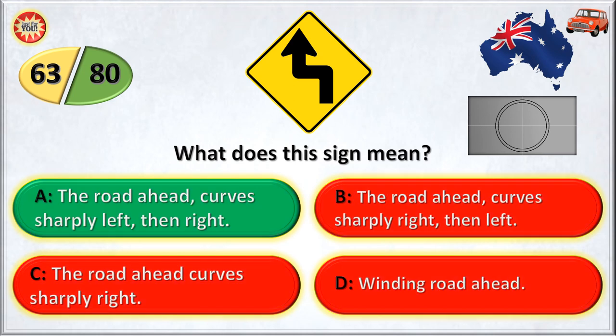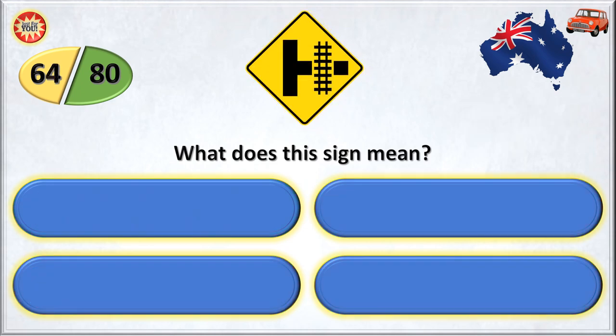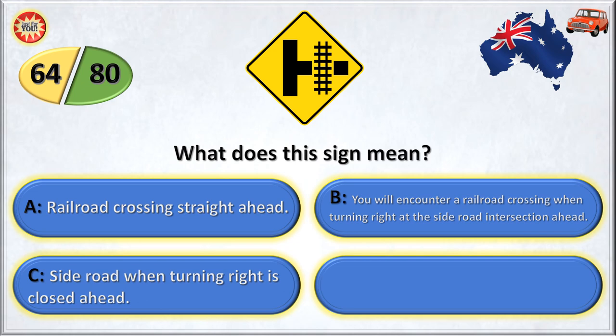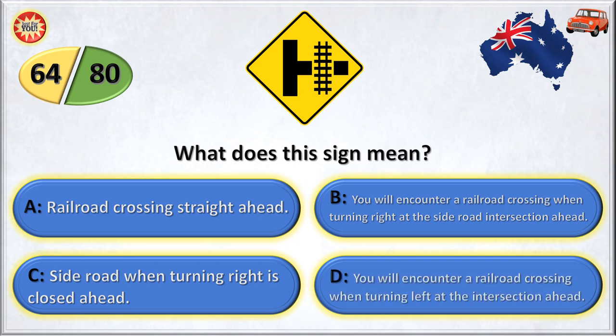The road ahead curves sharply left, then right. What does this sign mean? Railroad crossing straight ahead. You will encounter a railroad crossing when turning right at the side road intersection ahead. Side road when turning right is closed ahead. You will encounter a railroad crossing when turning left at the intersection ahead.